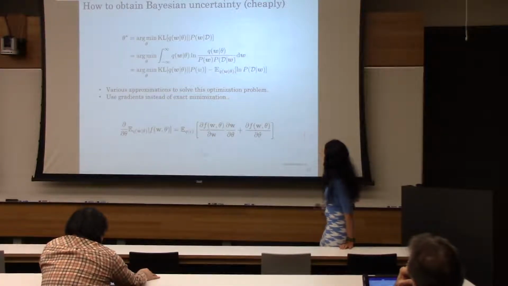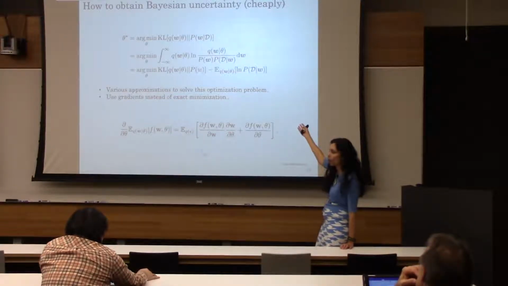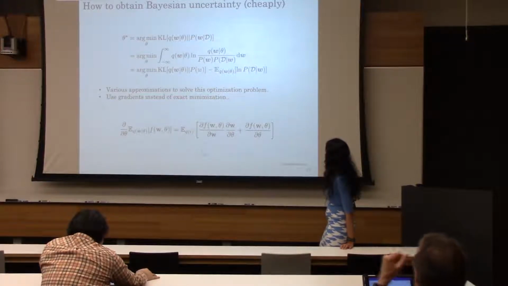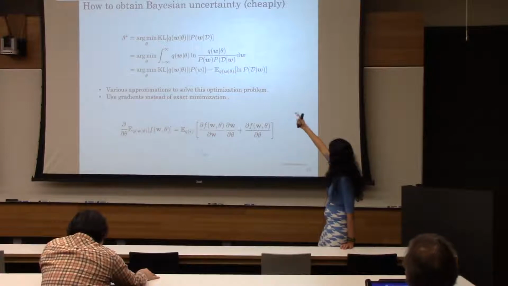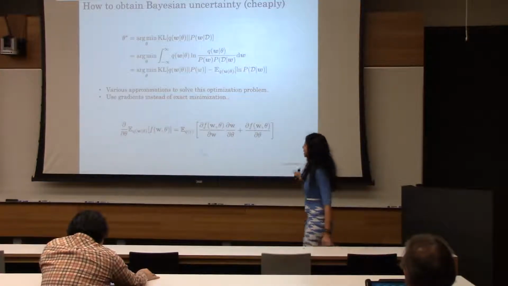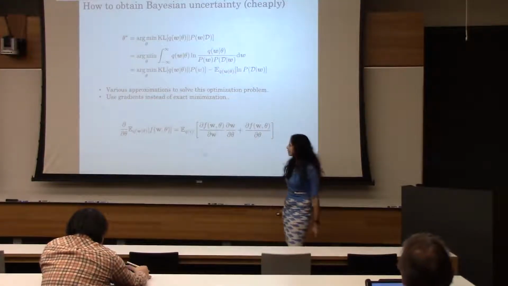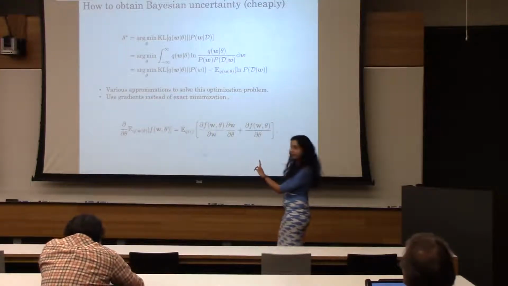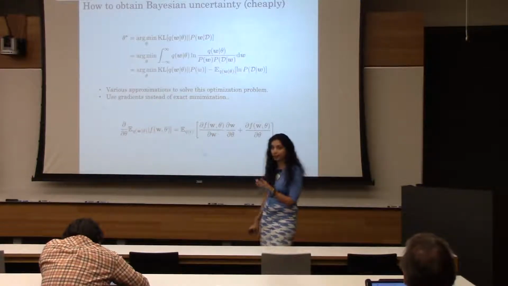So okay, I can write down this objective, but again, can I come up with efficient ways to optimize this? It's going to be expensive, of course, to do exact optimization. Instead, I'm going to just do local search. So I can take gradients, but while taking gradients, I can switch the expectation and the gradient step.